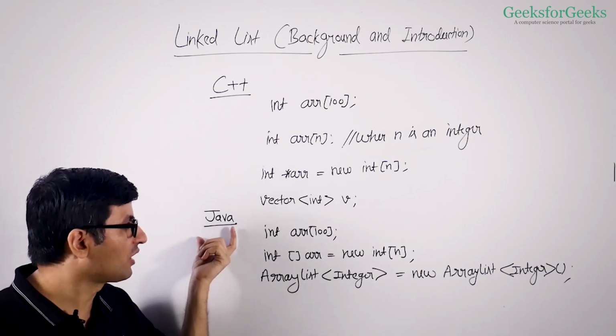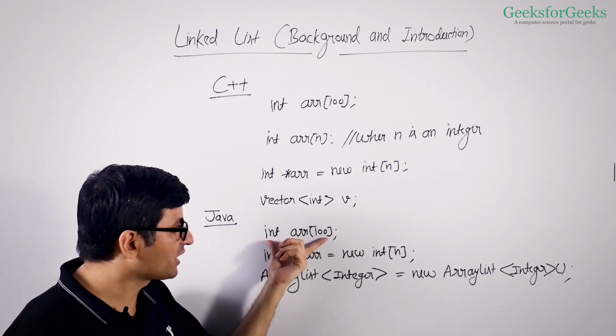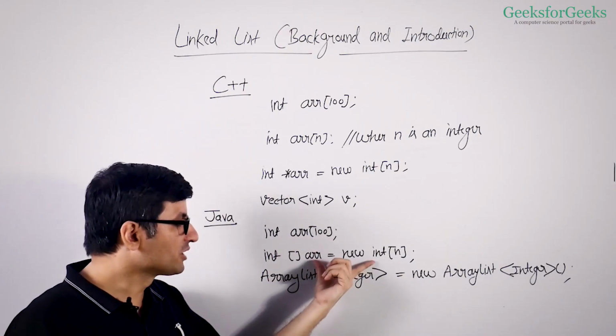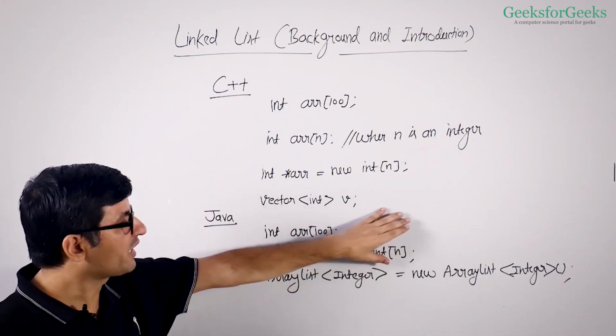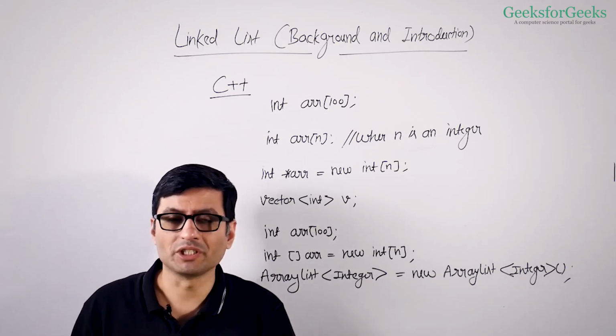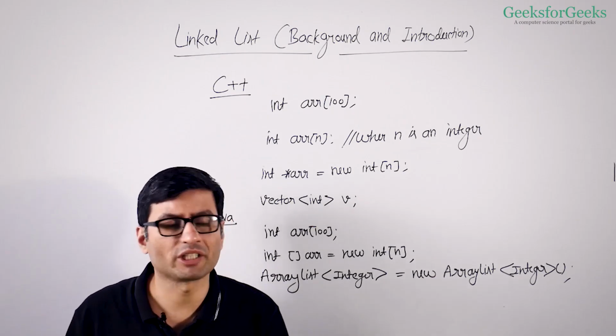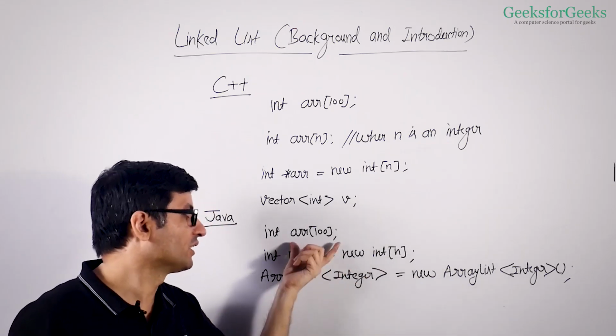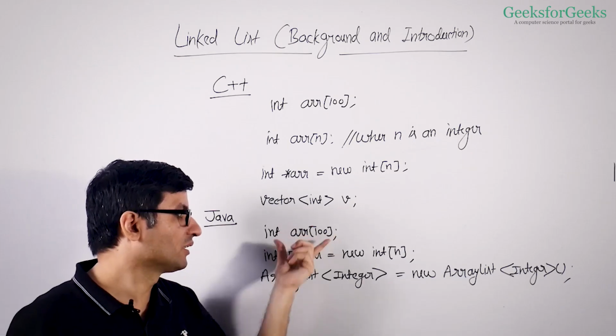Let's talk about Java. Java also has fixed size arrays, variable sized arrays. These arrays in Java are always allocated on heap. They are always dynamically allocated. They are always created this way. Even this array is allocated on heap.